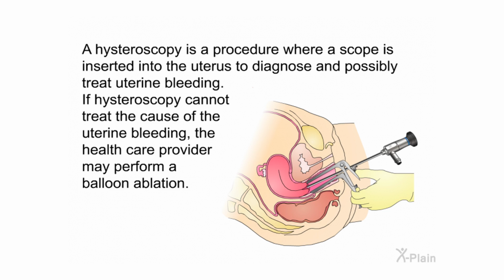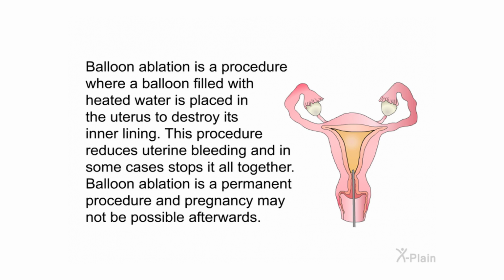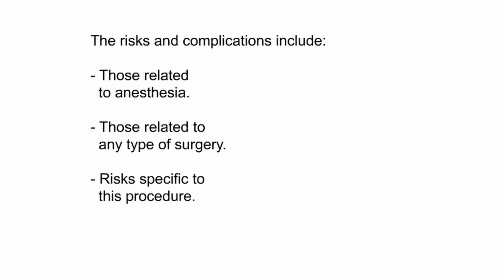A hysteroscopy is a procedure where a scope is inserted into the uterus to diagnose and possibly treat uterine bleeding. If hysteroscopy cannot treat the cause of the uterine bleeding, the healthcare provider may perform a balloon ablation. Balloon ablation is a procedure where a balloon filled with heated water is placed in the uterus to destroy its inner lining. This procedure reduces uterine bleeding and in some cases stops it altogether. Balloon ablation is a permanent procedure, and pregnancy may not be possible afterwards.